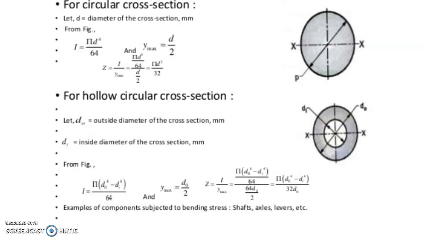For a circular cross section, I is equal to pi d raised to 4 divided by 64, and y max is equal to d by 2. Here the section modulus Z is equal to pi d cube divided by 32. If it is a hollow circular cross section, similarly we can find the value of Z using this equation. Then the value will become pi into do, that is the outer diameter, do raised to 4 minus di, that is the inner diameter, di raised to 4, divided by 32 do.